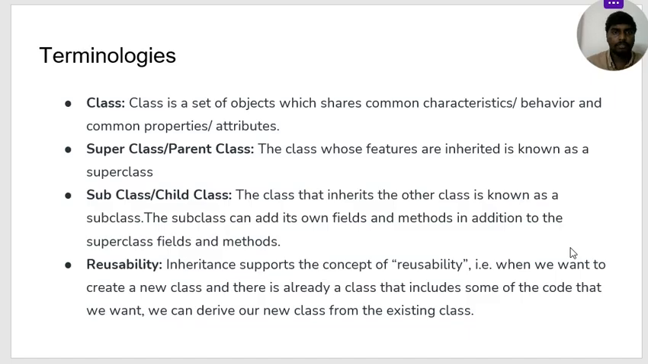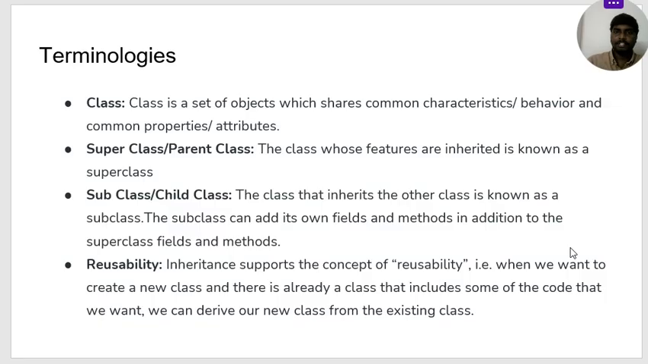Terminology used in this inheritance. Basically, first, we use the class, this common thing. Next thing, a superclass or a parent class. The third thing is subclass. We can call it also a child class. The fourth is the terminology called reusability. What is this reusability? We can reuse the methods of the parent class multiple times. That is nothing but reusability.